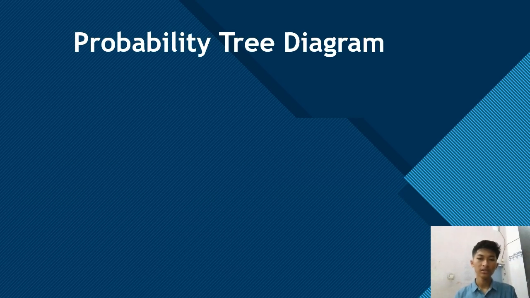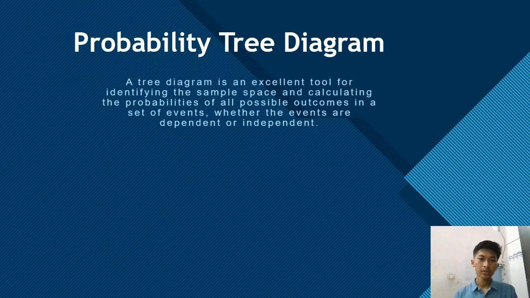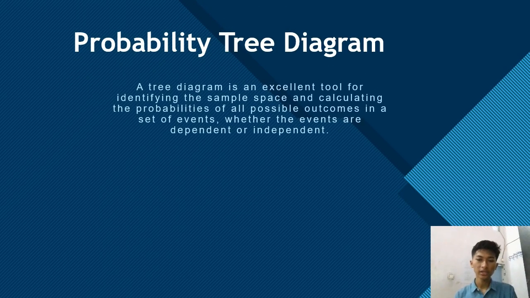First is probability tree diagrams. Tree diagrams are an excellent tool for identifying the sample space and calculating the probabilities of possible outcomes in a set of events, whether the events are dependent or independent. And below is an example of probability tree diagrams.